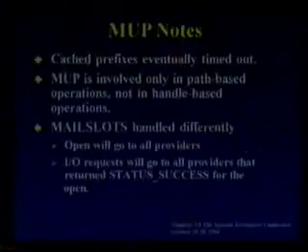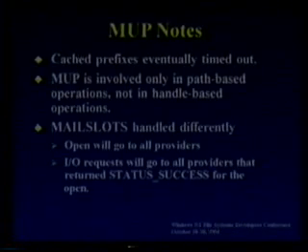A few more notes on MUP. Cached prefixes are eventually timed out. I believe the timeout period right now is about 15 minutes. Each time a prefix is reused, or referenced, should we say, the timestamp gets updated. So as long as you keep using it, you're okay. But if you don't use it, it gets timed out.